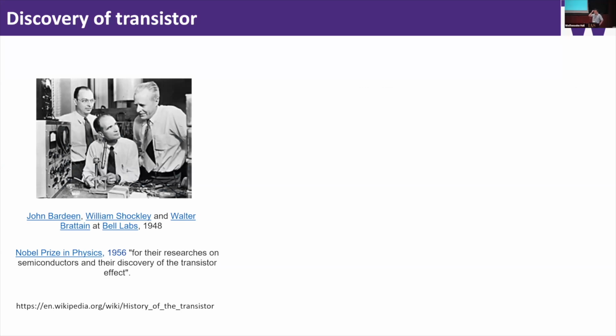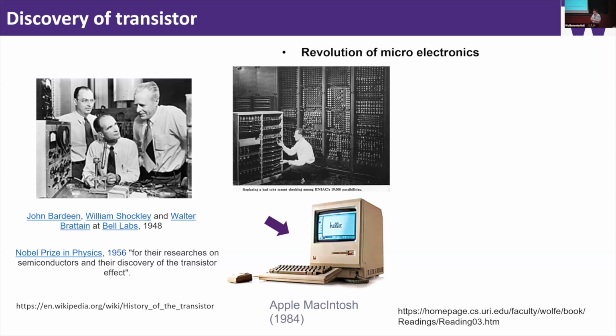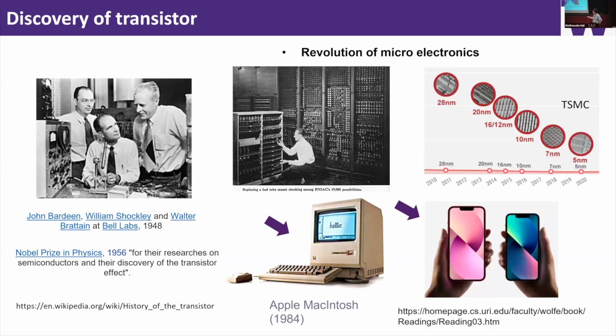The topic I talk about today has a deep connection to technologies. For example, here I highlight the discovery of the transistor back in 1948. These are 3 gentlemen at Bell Lab. They discovered the transistor using germanium. This actually led to the revolution of microelectronics. We know that from vacuum tubes to transistors, now we have portable cell phones, etc.